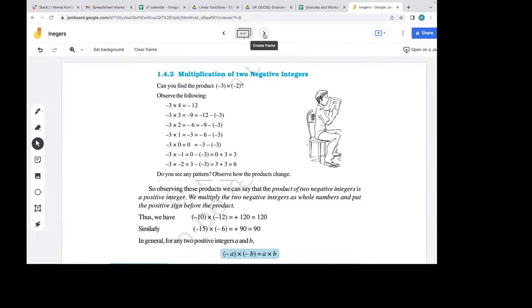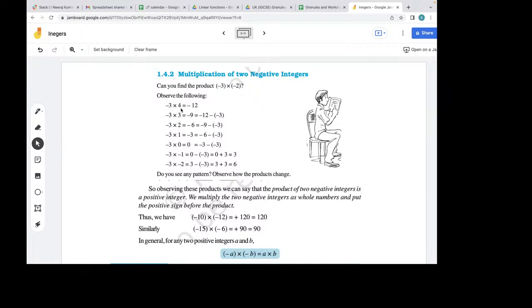To the next one. Now, multiplication of two negative integers. How does this work? Can you find the product of minus 3 times minus 2? Observe the following. Minus 3 times 4 is equal to minus 12. This is an example of what we have learned on the previous slide.